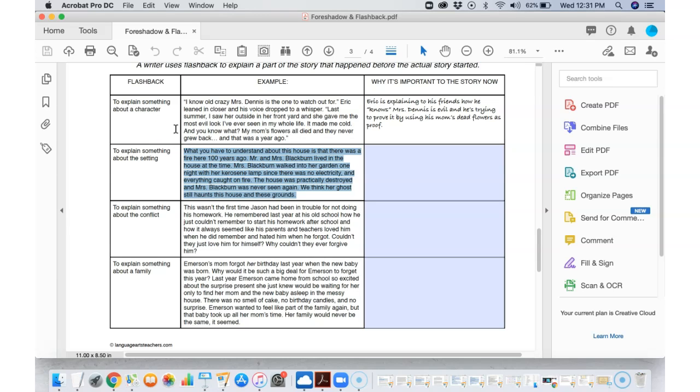Okay, here we go. What you have to understand about this house is that there was a fire here 100 years ago. Mr.